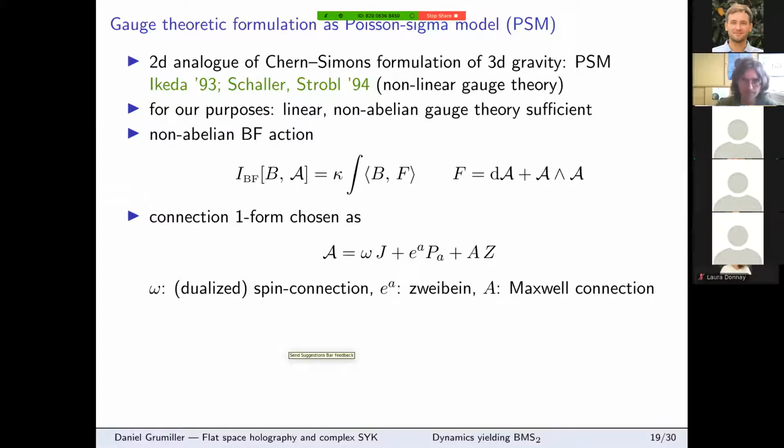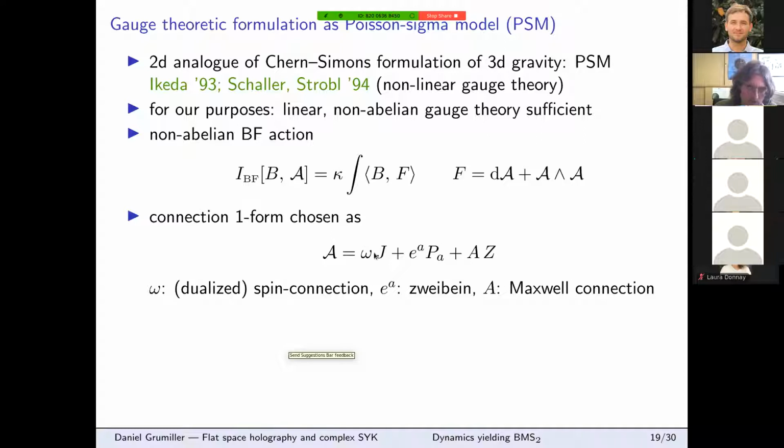A. BF theory in general has nothing to do with gravity, but if you want to have a gravity interpretation, then you have to choose the connection one form essentially as follows. So the connection one form consists of a spin connection part. That's a special feature of 2 dimensions, that you can dualize any metric compatible spin connection with the epsilon symbol to a quantity that has no indices except for the form indices, which I suppress.